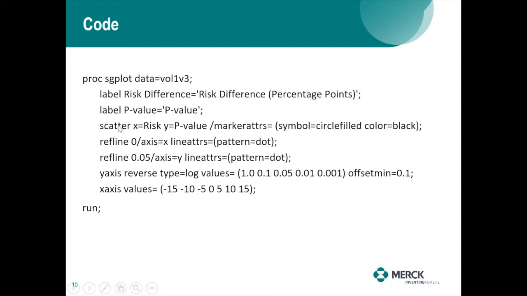I use the scatter statement and the symbols, whether we want circles filled or any other colors or shapes, we can use under this symbol option. And the refline statement is used to refer to which axis I'm pointing to generate the dashed lines, whether it is at the x-axis or y-axis, like 0.05 and 0, to plot the time points or intervals or the values.